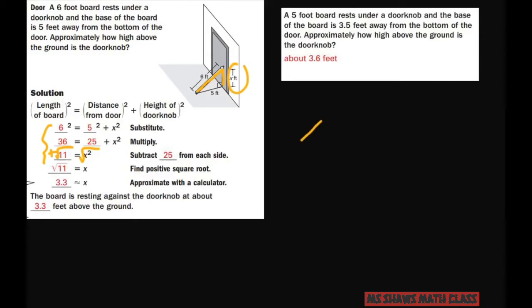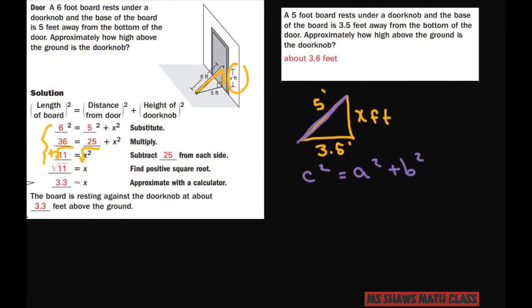So let's try this one. You have a 5-foot board, same thing, and it's 3.5 feet here. So how high is it? We'll call that x, and it's in feet. So all this is feet. We're going to do it the same way. This is your c squared here. That's your hypotenuse. So we say c squared equals a squared plus b squared. So c squared is 5 squared, and then we can call this 3.5 squared. And we'll call this the b part, so that's plus x squared.